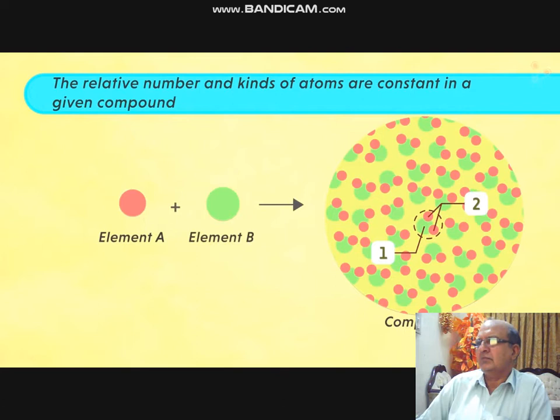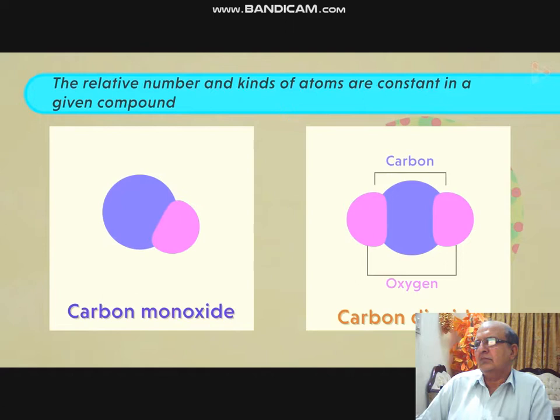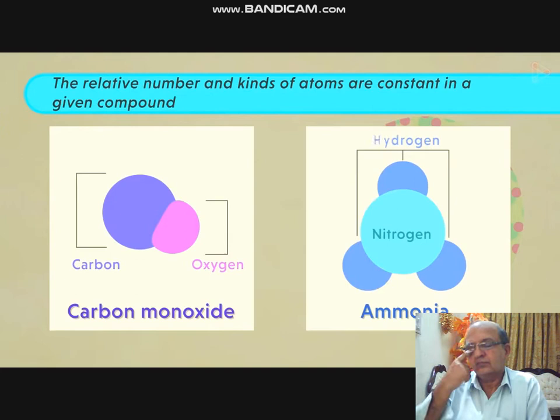We've already looked at two examples, water and carbon dioxide. In case of one unit of water, we always have two hydrogen atoms and one oxygen atom. And in a single unit of carbon dioxide, we have one carbon and two oxygen atoms. Carbon monoxide has one atom of each, that is carbon and oxygen. While one unit of ammonia always has one nitrogen atom bound to three hydrogen atoms. So the number of atoms will always be constant in a unit of a particular compound.